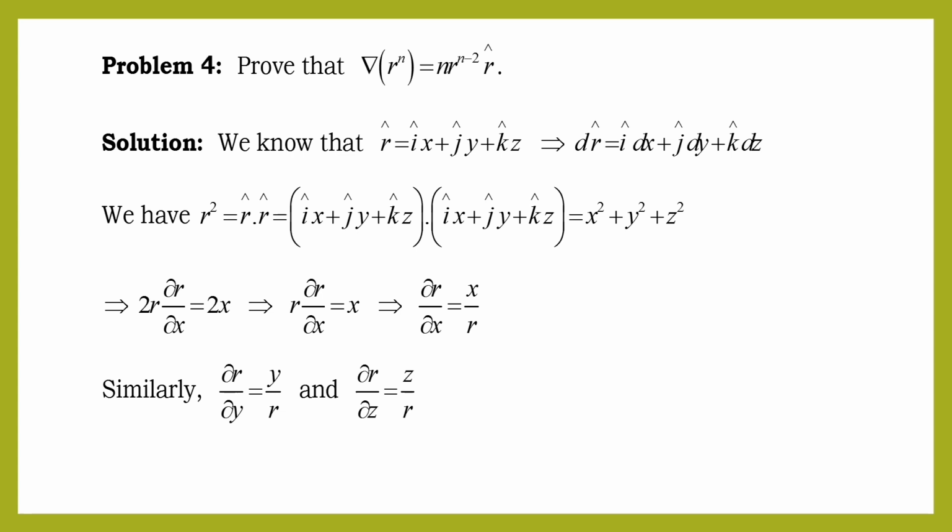Similarly, by taking r square equals x square plus y square plus z square, we can find out 2r dou r by dou y equals 2y, from which we get r dou r by dou y equals y. That gives us dou r by dou y equals y by r. Similarly, dou r by dou z equals z by r.